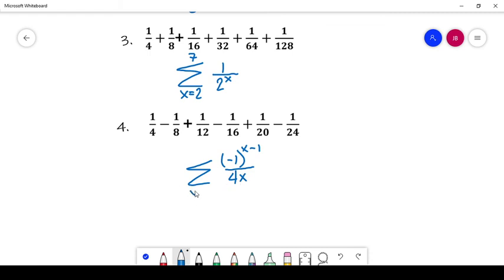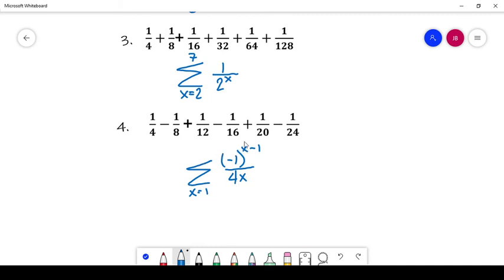And then, try natin ngayon, kung mag-start tayo kay 1, then, masasatisfy ba natin yung first condition natin na yung first term is 1/4? So, let's see. Negative 1 raised to 1 minus 1, so that is 0 na. Yung exponent. So, negative 1 raised to 0 is 1 na. And then, 4 times 1 is 4. So, 1/4 ang sagot natin.